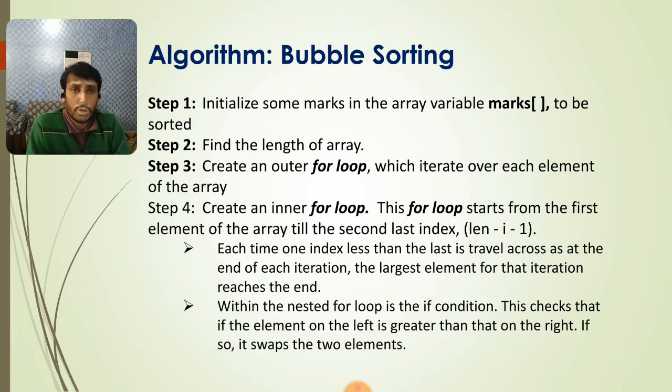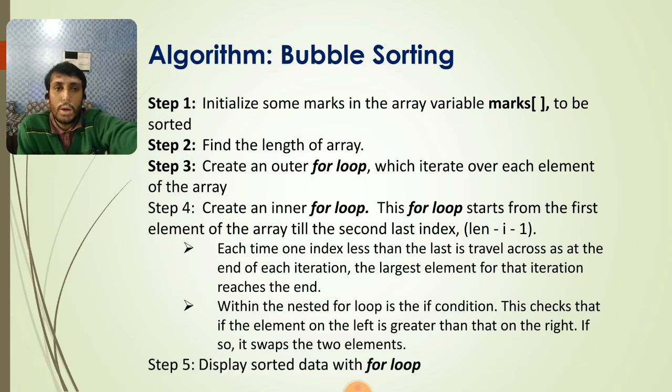Just as of now, you think about how this loop is running: the inner loop is running from 0 to position number length minus i minus 1. The minus i will be taken from the outer loop. So each time it travels one index less than the last, and at the end of each iteration the largest element of that iteration will come to the end.